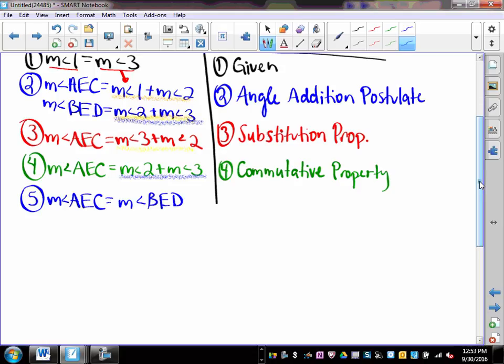And how do we know this? Substitution. Do we have transitive here? Look at it. Do we have substitution? Yeah. AEC equals 2 plus 3, and 2 plus 3 equals DEB. So AEC equals DEB. So substitution or transitive property.